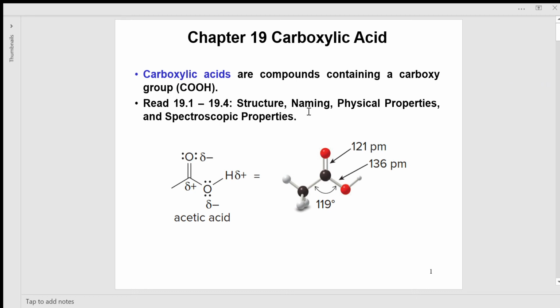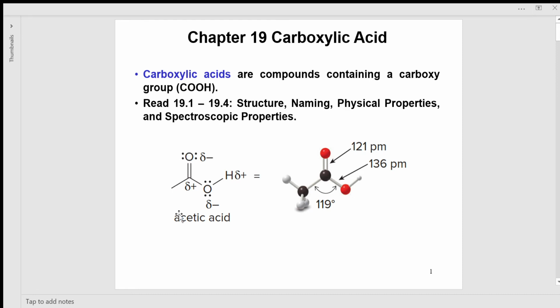Hello everyone, this is Dr. Feng Wang again, and today we are going to discuss carboxylic acid, chapter 19. This is a very short chapter, and many of the concepts actually have been covered either in GenChem or OChem 1.